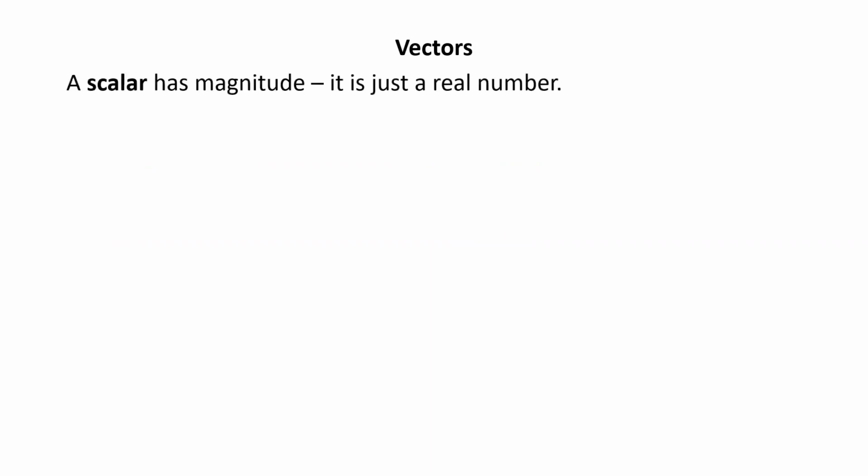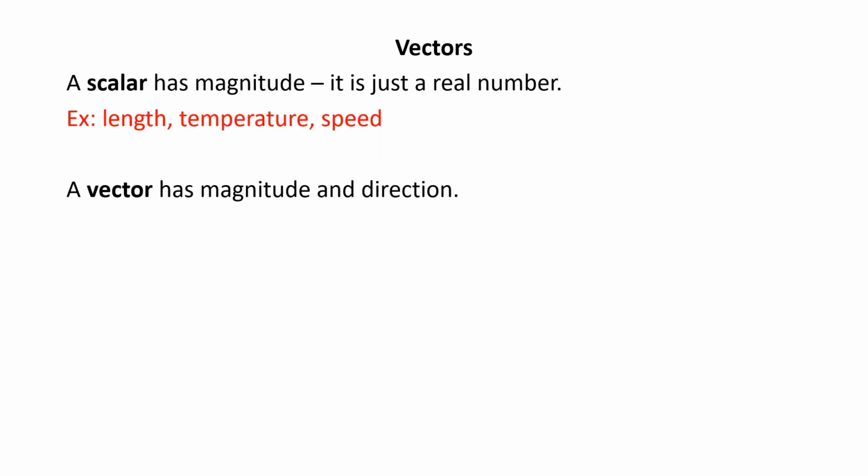Vectors. A scalar has magnitude. It's just a real number. A vector, on the other hand, has both magnitude and direction. Some examples of scalar quantities are things like length, temperature, and speed. Some examples of vector quantities that you may have seen are things like velocity and force.